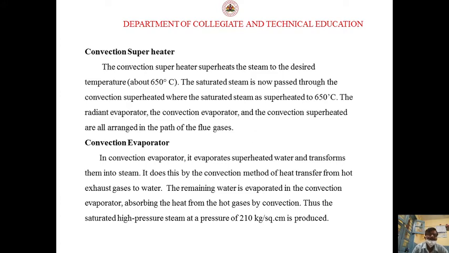Convection evaporator. In the convection evaporator, the remaining water is evaporated and transformed into steam. It does this by the convection method of heat transfer from hot exhaust gases to water. The remaining water is evaporated in the convection evaporator, absorbing heat from the hot gases by convection. Thus, saturated high-pressure steam at a pressure of 210 kg per square centimeter is produced.